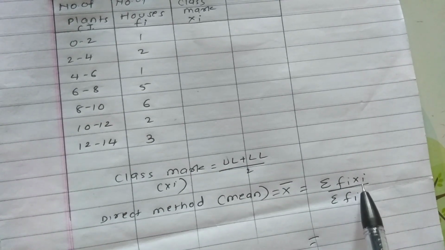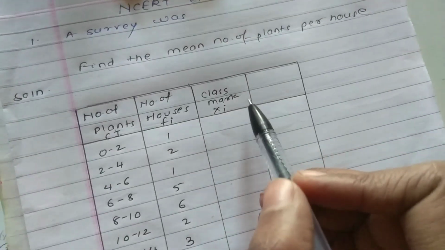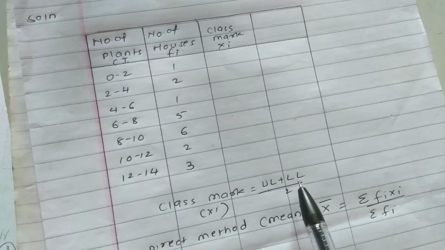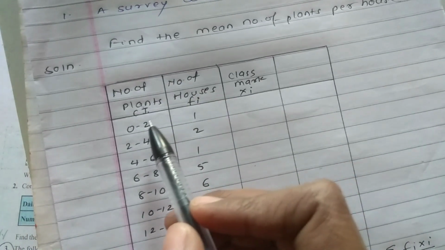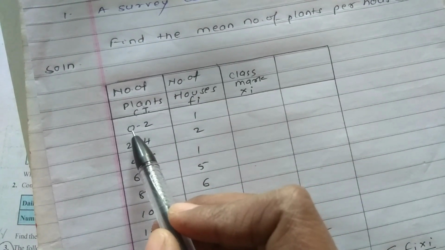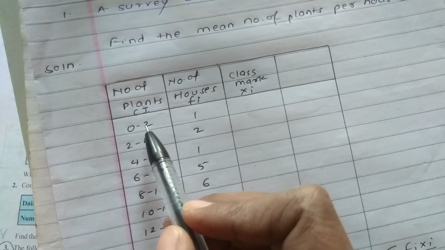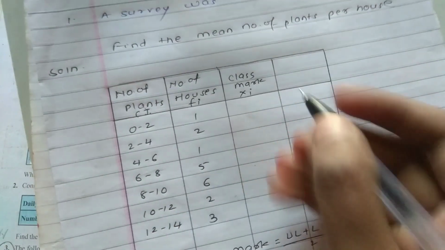So let us first find out xi. Class marks, that is what? Upper limit plus lower limit divided by 2. Just take here 0 plus 2. This is lower limit, this is upper limit. 0 plus 2 is 2, divided by 2 is 1.